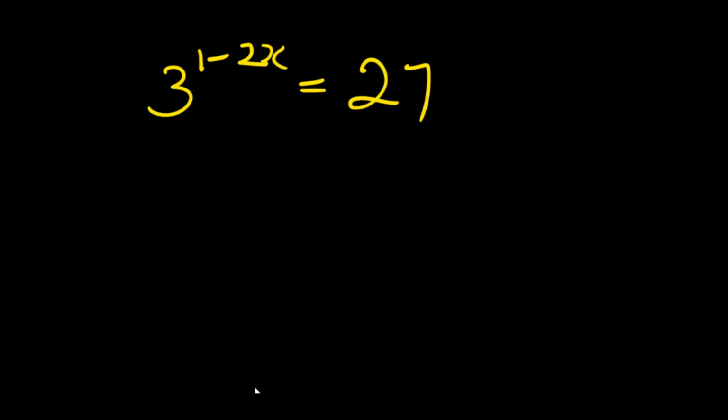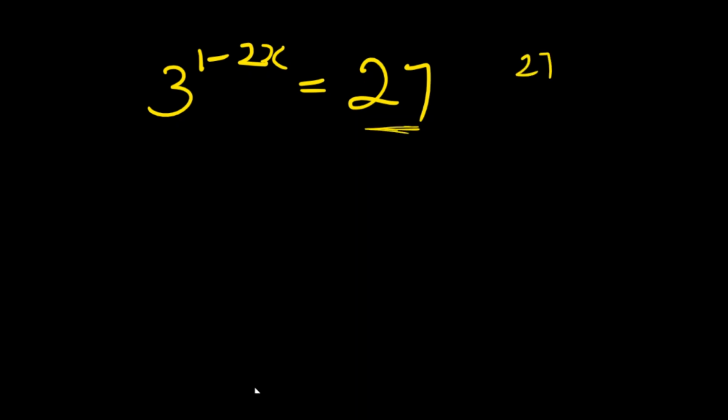Otherwise, let's just continue doing the exponential equations now, where we'll be solving for x, right? Say we have 3 to the power of 1 minus 2x is equal to 27. So the first thing that we need to do here is simplify this 27.